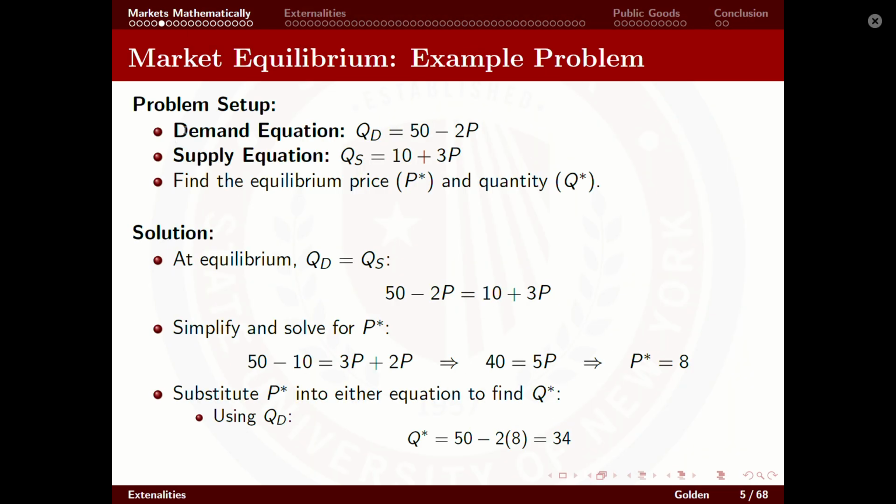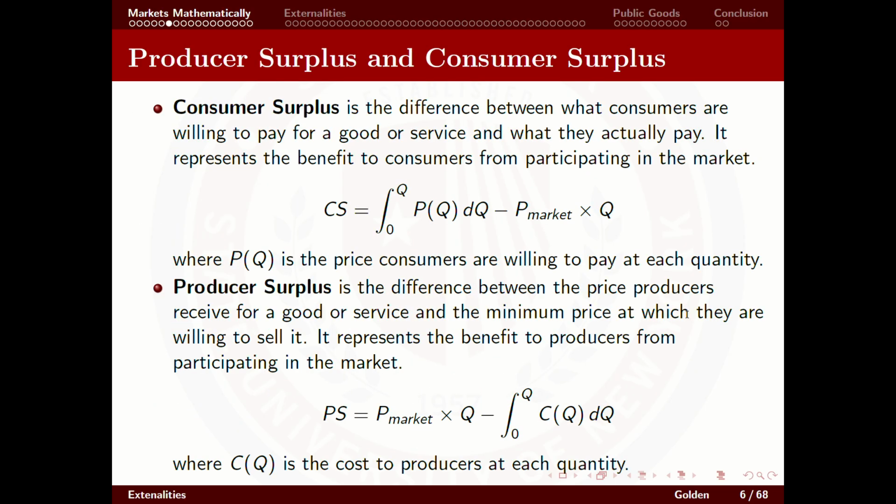So, a sample market equilibrium problem. You have a demand equation, you have a supply equation, and then like last time, you find the equilibrium quantity and price. We did this last time, but just to review, if you have these two objects, you set them equal to each other and you can solve for Q star and P star, because the quantity supplied equals the quantity demanded and the price is equal for both in equilibrium.